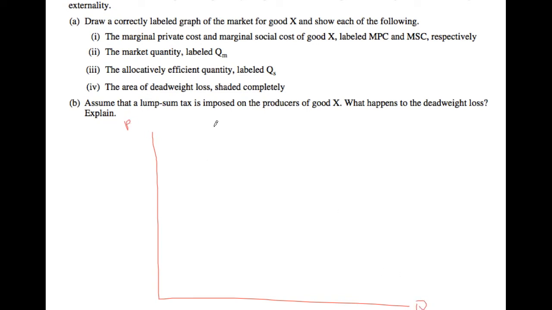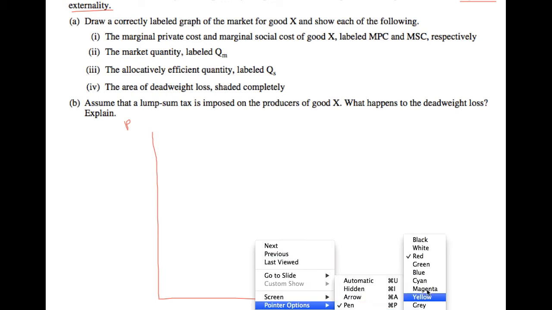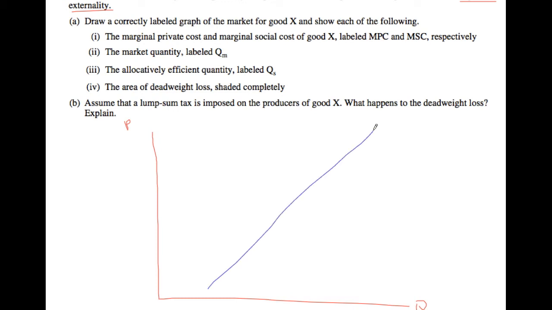And the first part of question 3 is asking us to draw the marginal private cost and marginal social cost of good X. So in this case, we have a case of a negative externality. And what that means is that the marginal social cost is going to actually be higher than what the marginal private cost is. So let's go ahead and first draw a marginal private cost curve. I'm going to change my color to blue to make this more clear.